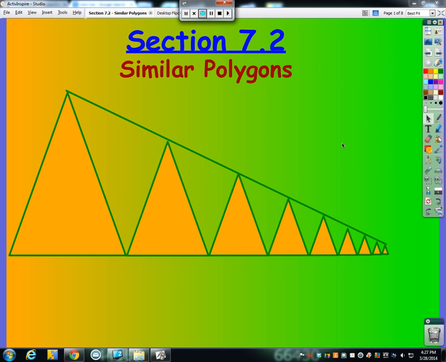So for example, if you look at all these triangles here, you could look at this one of two ways, right? You could look at the orange triangles. They are all similar to each other, but we could also look at the green triangles going down. They are all similar to each other as well.